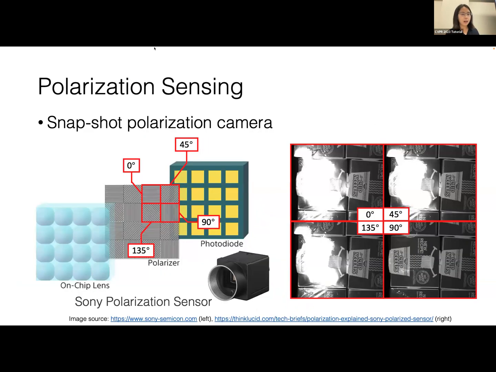And as of now, polarization cameras are commercially available. We now have new sensors with polarization filters aligned on top of the sensor, so we can do snapshot polarization imaging. That makes the application of polarization more and more popular nowadays, and that is the purpose of our tutorial.